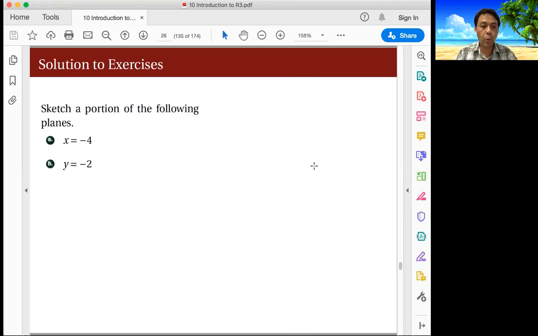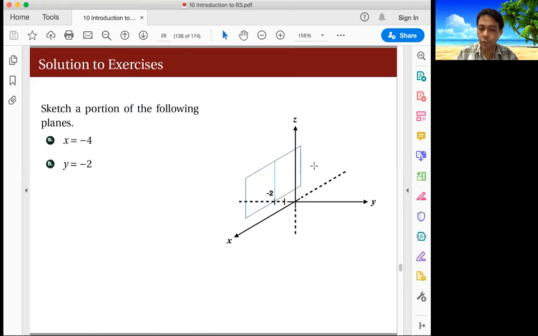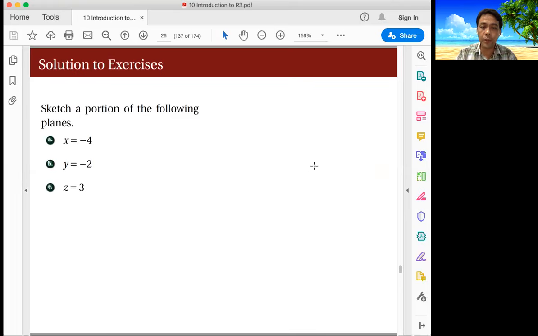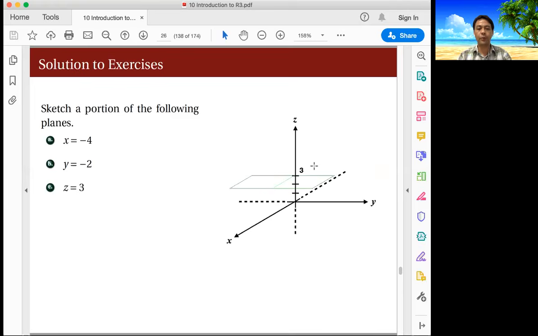And then how about y equals -2? This must be parallel to the xz plane, passing through the point (0, -2, 0). And this is our graph. And lastly is z equals 3. This is parallel to the xy plane, and it passes through the point (0, 0, 3). And this is our sketch.